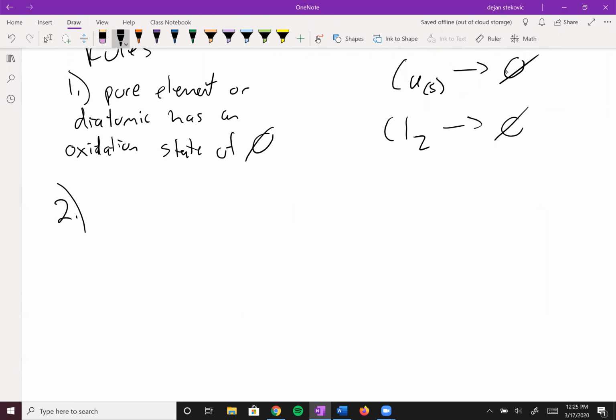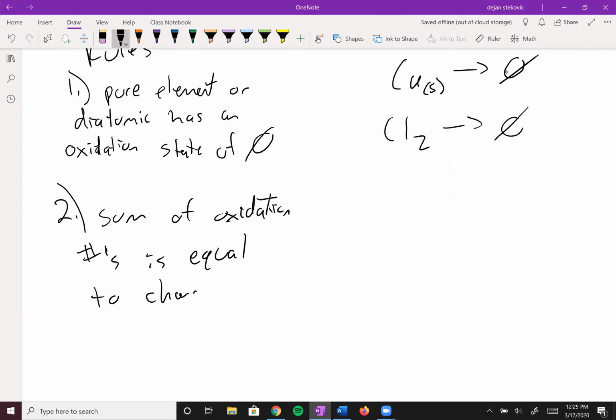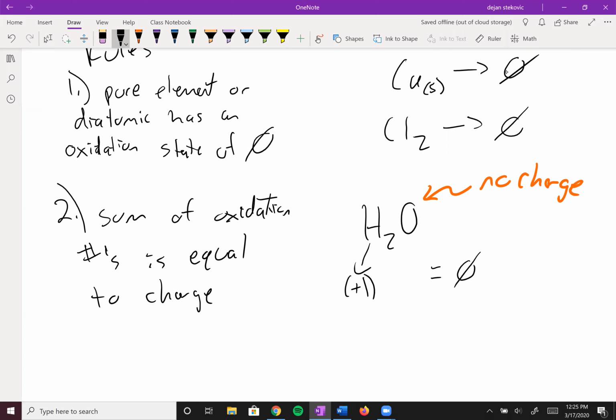Next thing you need to know is that the sum of the oxidation numbers is equal to charge. So something like water, you can see it has no charge. And so these oxidation states must sum to equal 0 to have no charge. So it ends up that each H is +1, and then the oxygen is -2. So that ends up being 0.